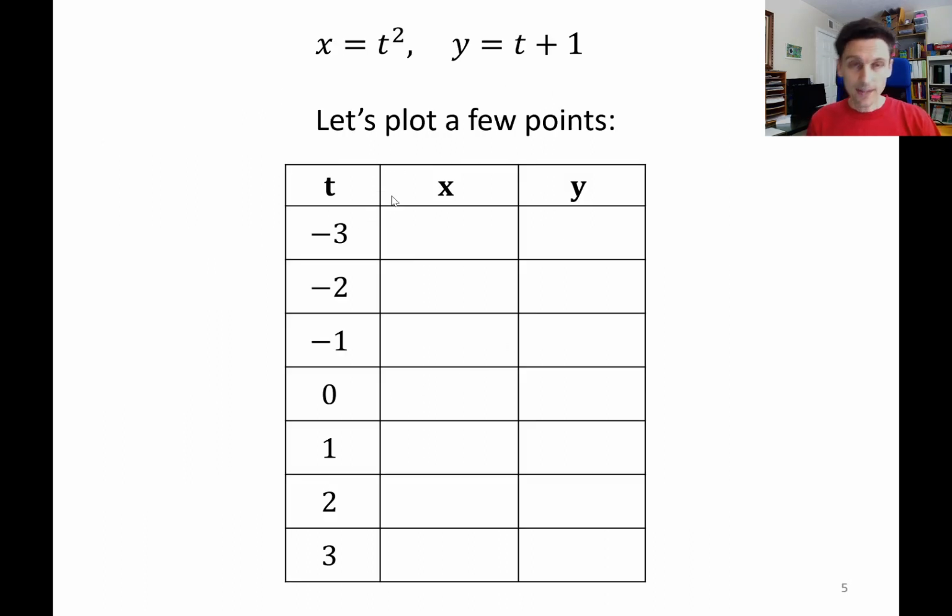The way we can do that is by making a little table. So we'll input a bunch of t values. t goes from -3 here to 3. And we'll figure out what the corresponding x and y values are in the other columns.